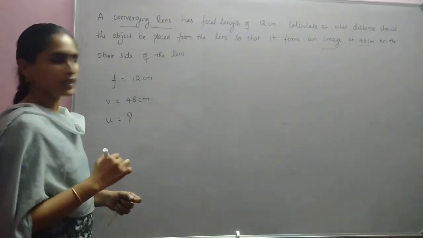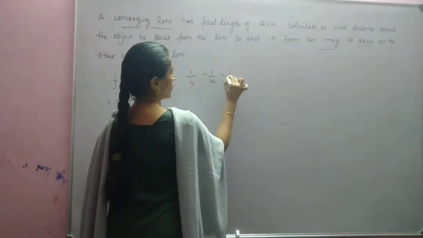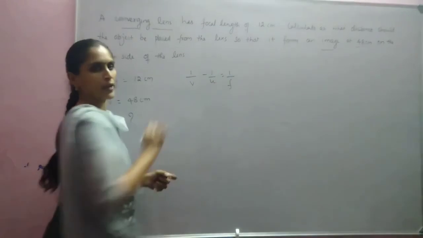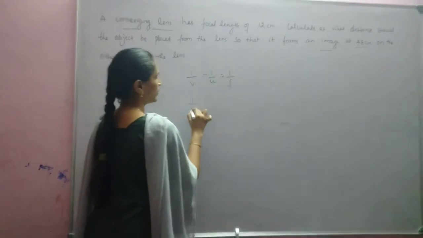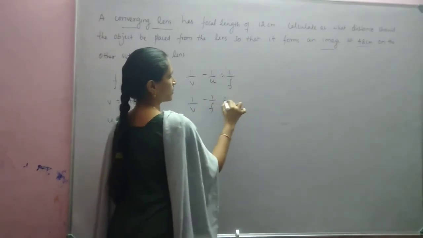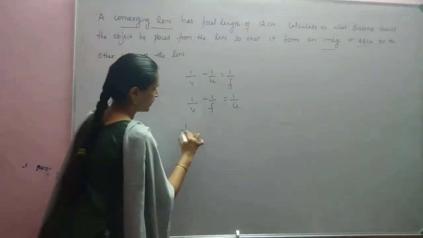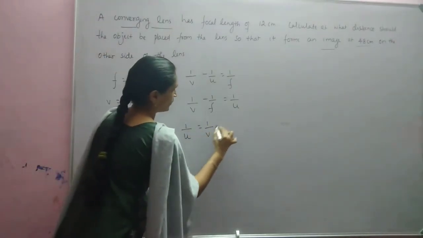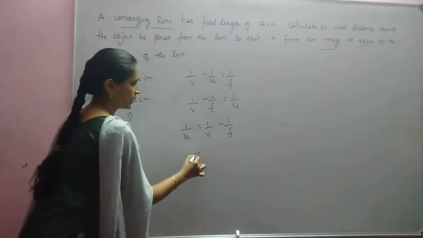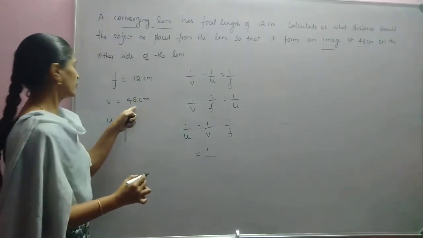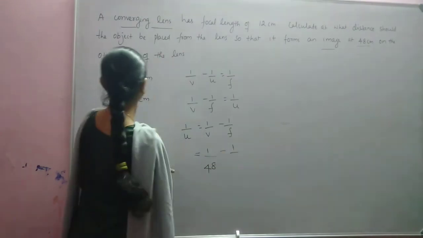So we can apply lens formula. 1 by V minus 1 by U is equal to 1 by F. So 1 by U can be taken to that side and 1 by F can be taken to this side. So you can write 1 by V minus 1 by F is equal to 1 by U, because we have to find object distance. So 1 by U is equal to 1 by V minus 1 by F. Okay. Now we can apply the data given. V is given 48, 1 by 48 minus 1 by 12.